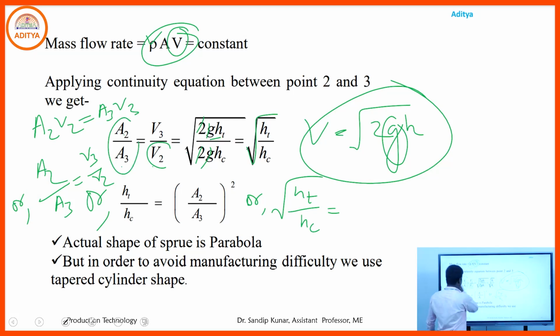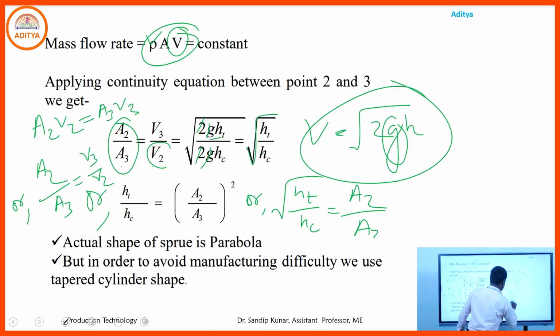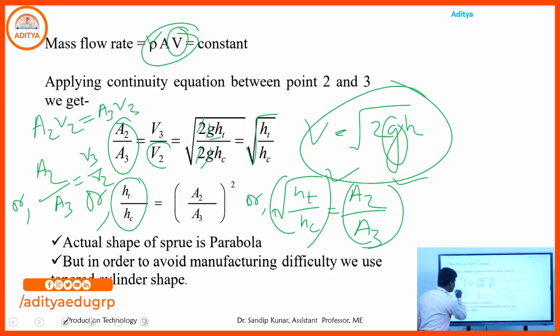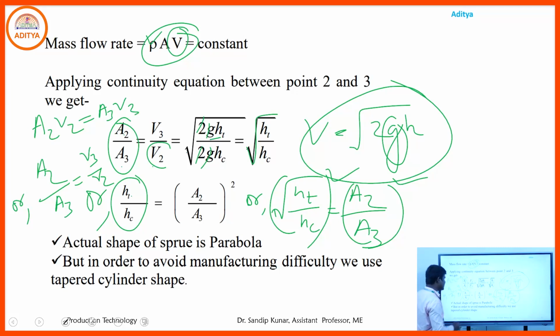So root over HT by HC equals A2 by A3. Now square both sides. Finally we have got HT by HC equals A2 by A3 whole square. Due to the square, the root will be removed, and we have got HT by HC equals A2 by A3 whole square. And using that equation, that will be the parabola equation.